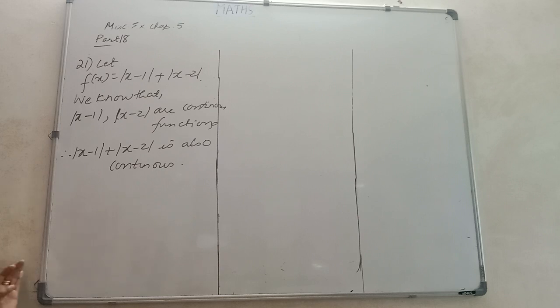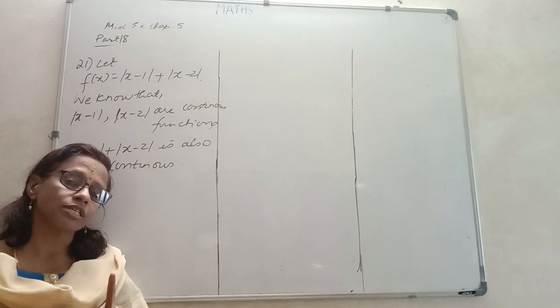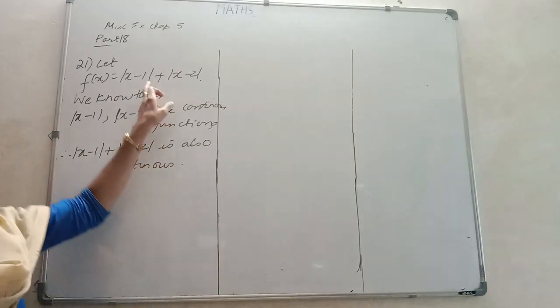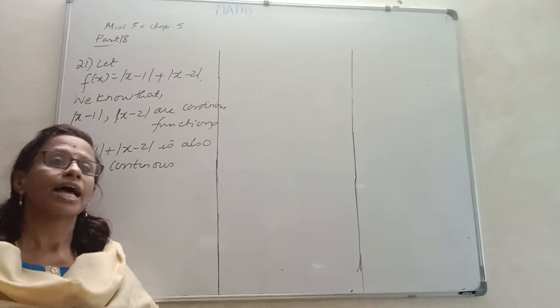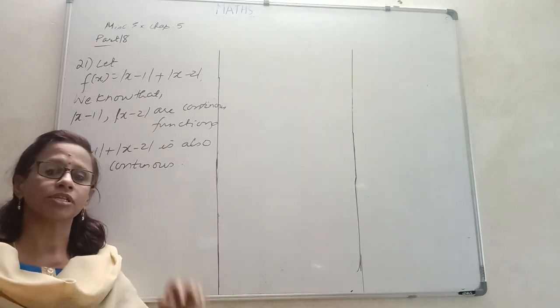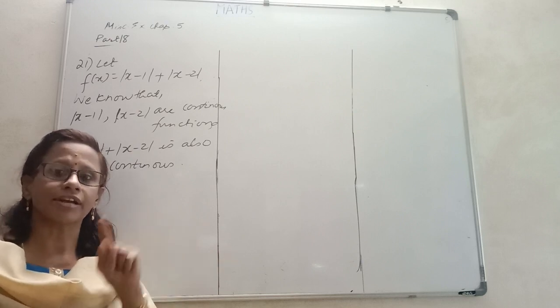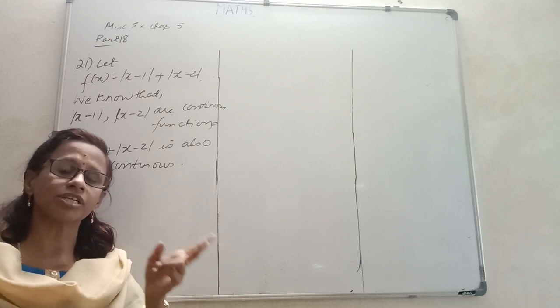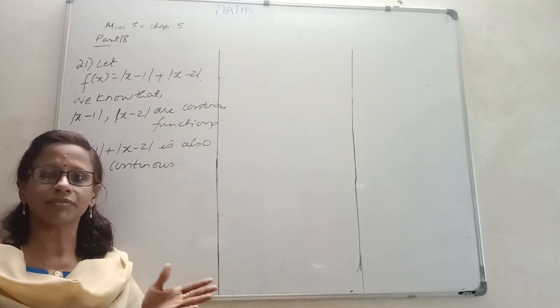Now to check that it's not differentiable. The points where differentiability is going to create problems are at 1 and at 2. At these 2 points, it will not be differentiable. And to show that, the standard tactic is to take the left derivative and right derivative and show that they are not the same, and hence it's not differentiable. That's how we are going to do it.